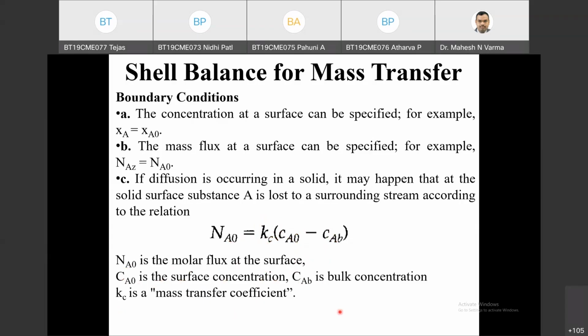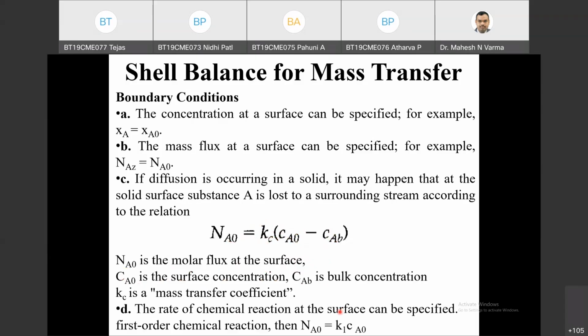And lastly, sometimes you need to use logical boundary conditions also. And as we are discussing mass transfer, mass can be generated and consumed by reaction also.